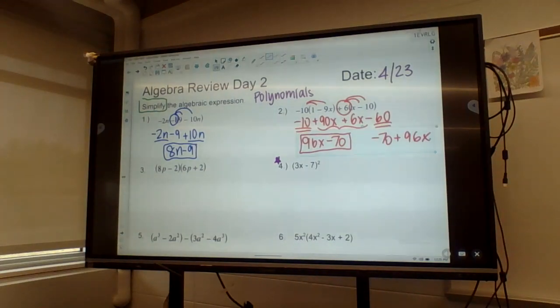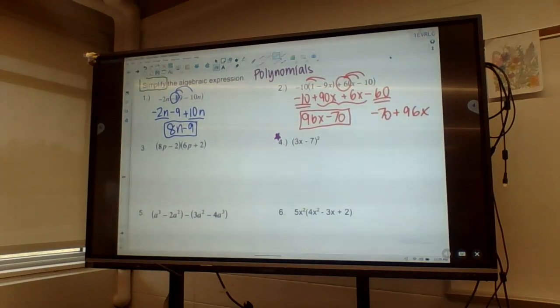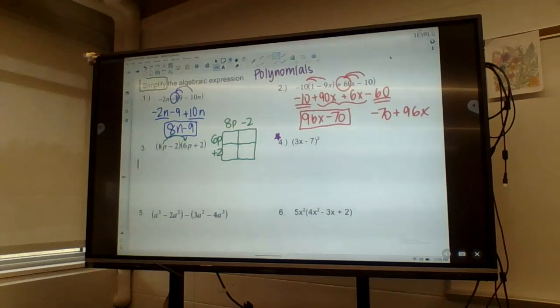Our next problem, we use either FOIL or box method. I don't have a preference which one you use. I'll show both, just because I know I taught both when we learned this in algebra. So this would be box method versus FOIL. I do first, so I multiply those two together. So I'm multiplying in this first step. So that's 48p to the second.